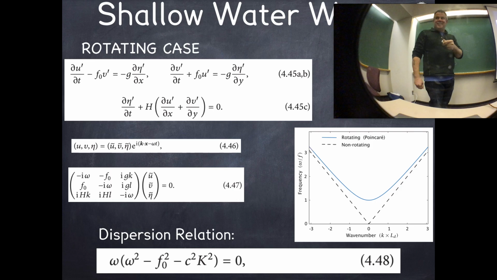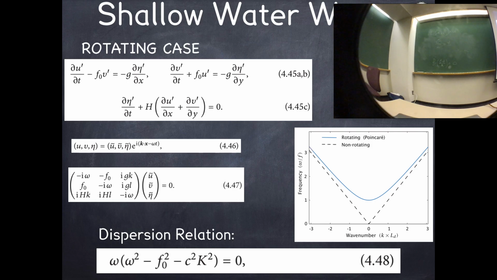Okay, and this is just a plot of this dispersion relation. So here's the non-rotating case in the dashed line, and then here's the rotating case, which is like this. If the wave number is 0, then in the rotating case, omega is not 0, it's actually up here at f. If I set this to 0, those two balance each other.